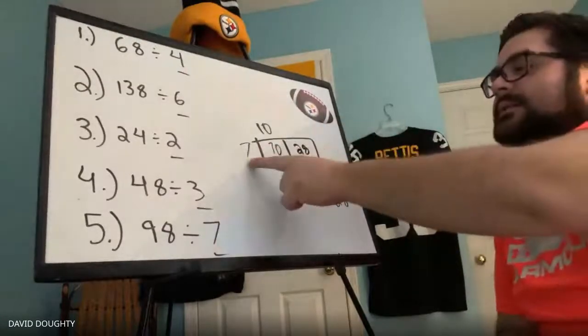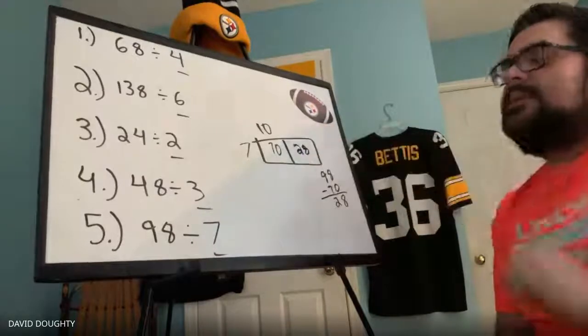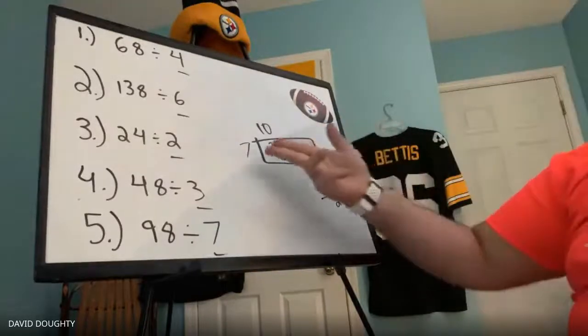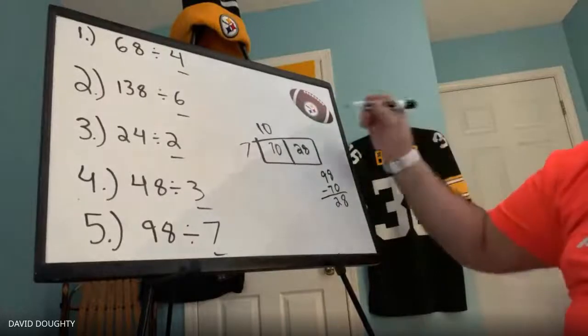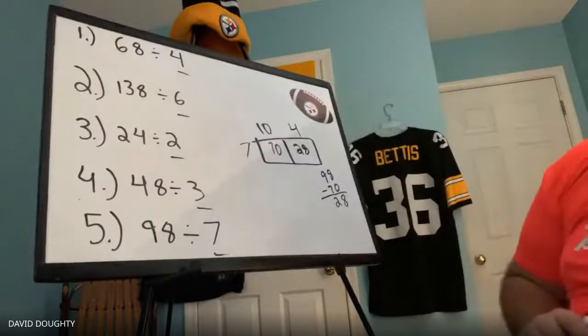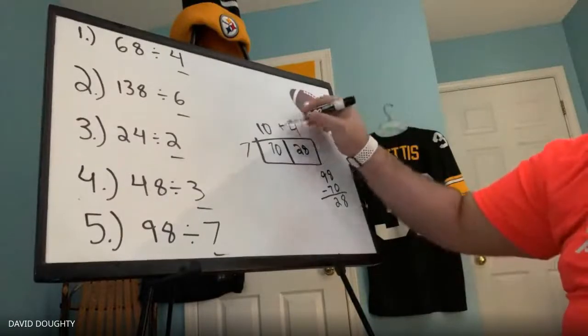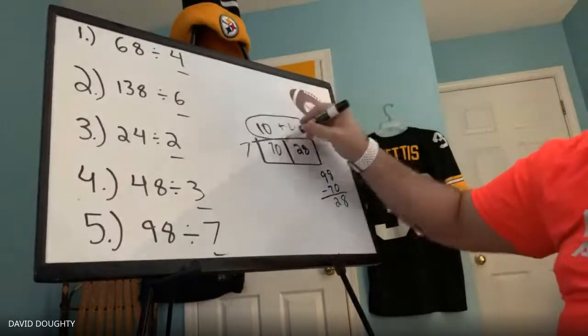So I need to figure out 7 can go into 28 how many times. Another way to say it, if you do it backwards, 7 times what is 28? That's a times table we've already been over today. That's going to be 4. So last step, we're going to add up the two top numbers.